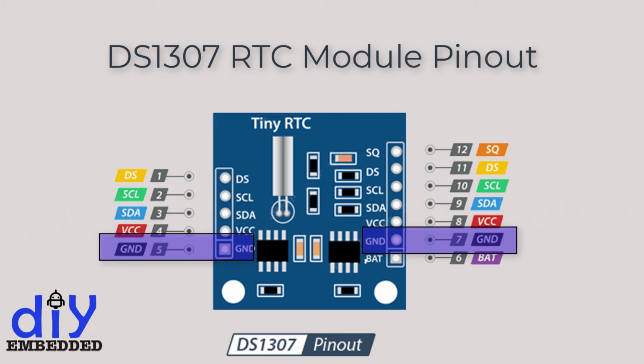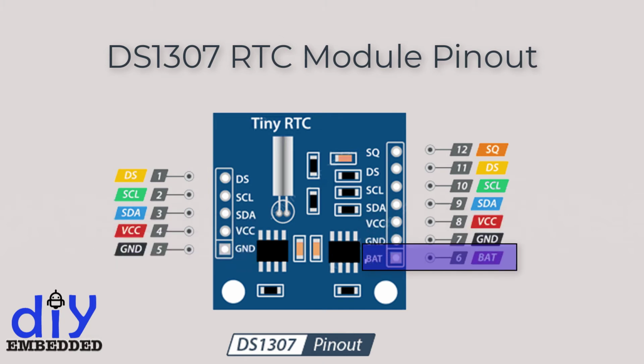Ground pin. It is a ground pin. BAT pin. It is a backup supply input for any standard 3V lithium cell or other energy source to maintain accurate timekeeping when main power to the device is interrupted.